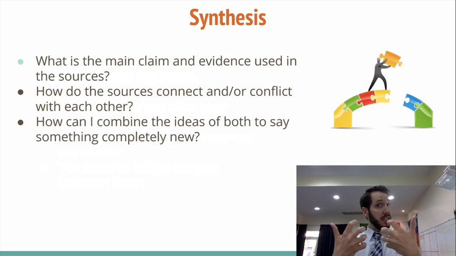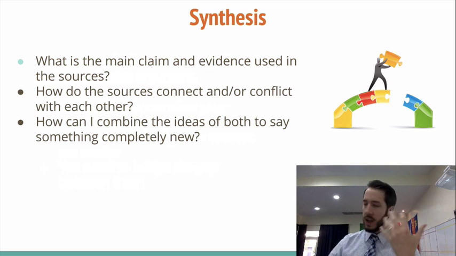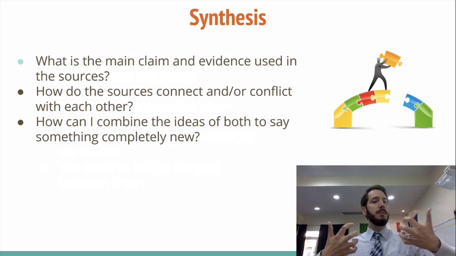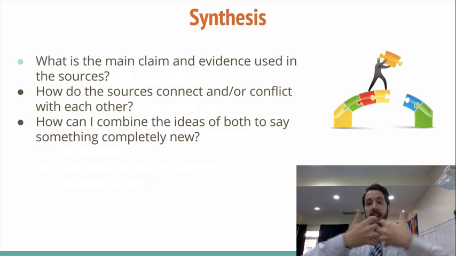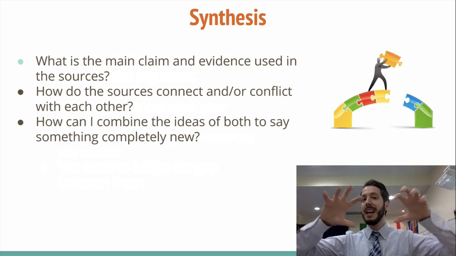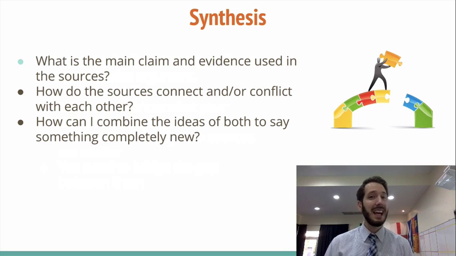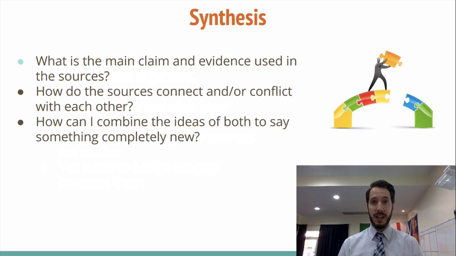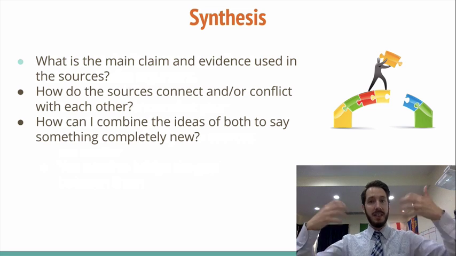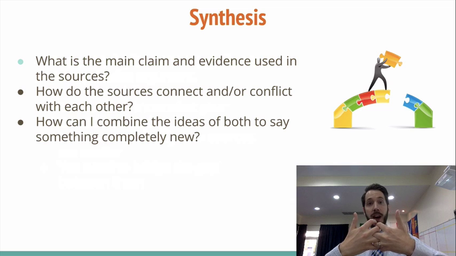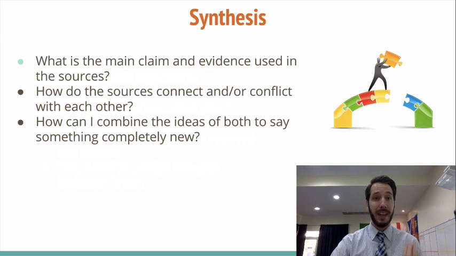I can also synthesize pieces of evidence together by saying how they're different, as long as I'm working it together to show flow in my argument. And how can I combine the ideas of both to say something new? Synthesis is, again, taking pieces, connecting them together in order to say something new that wasn't said before, and that's very difficult. But in order to do that, you need to understand what those sources are saying, and you need to understand how they're similar and how they're different, so you can connect them together.